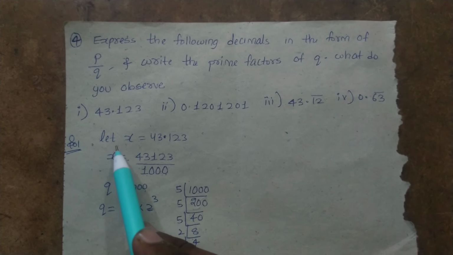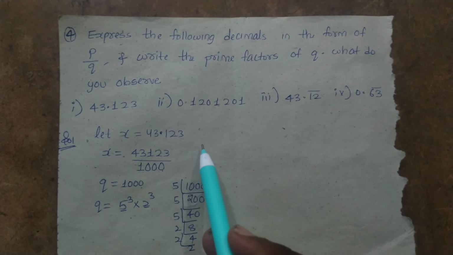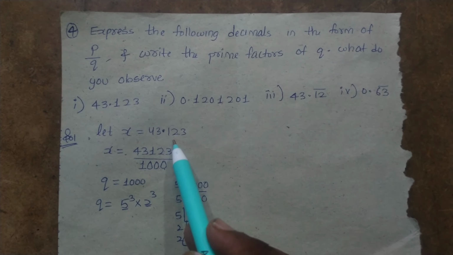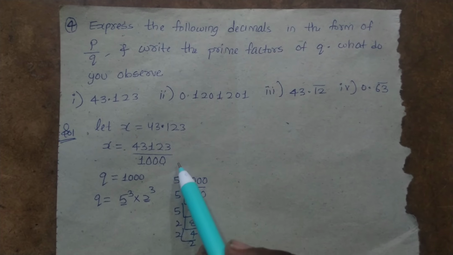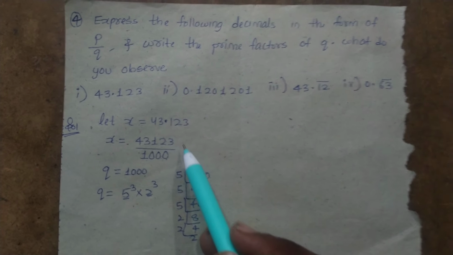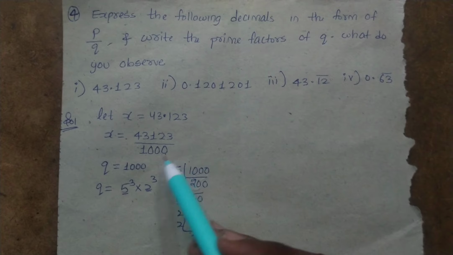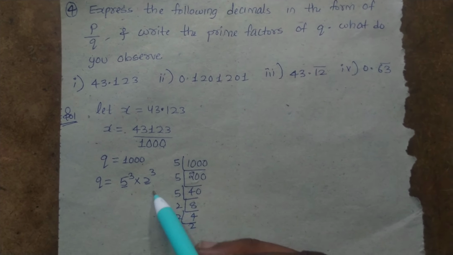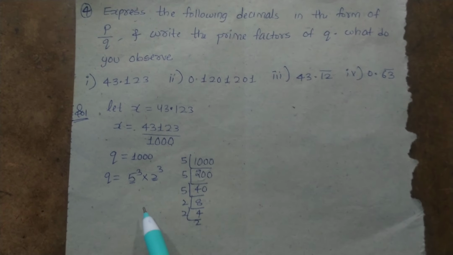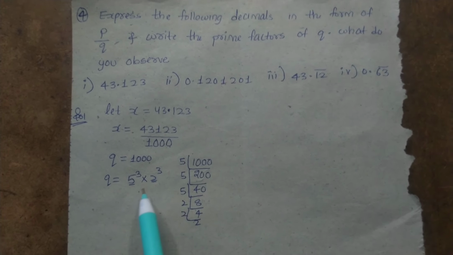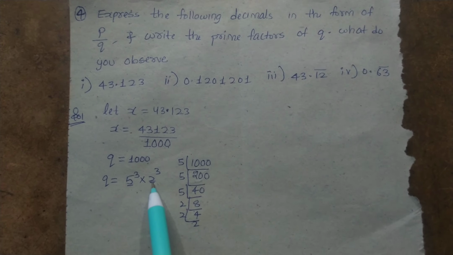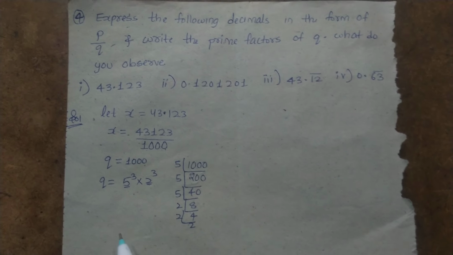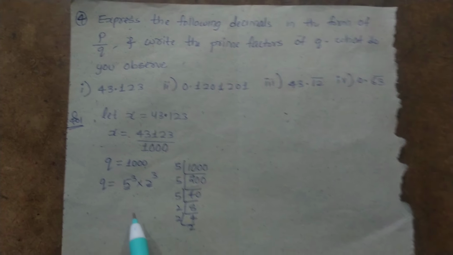First you have to write, let x is equal to 43.123. Then you have to write a statement: converting the decimal format into rational form, that is p by q form, and then you have to write this step, where q is equal to 1000. So we can express q in terms of prime factors as 5 cube into 2 cube. This is what you have to write. What do you observe here? We can only write q in terms of the prime factors 2 or 5 or both, but not any other number. This is what you have to write for the first question.